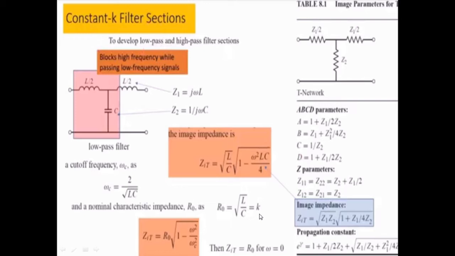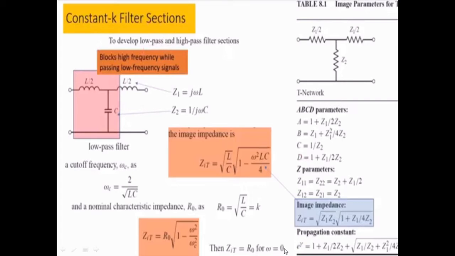Okay, so this is the third formula you should remember. And the fourth formula is the image impedance ZIT equal to R0. That is, ZIT equal to R0 means the reactive element is 0. That's the meaning. When will you get the 0? When omega equal to 0.